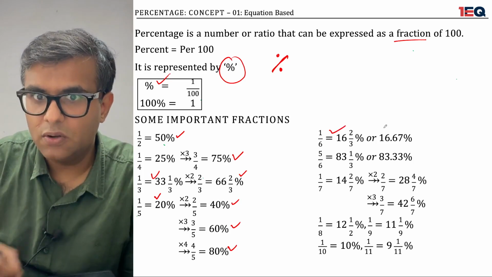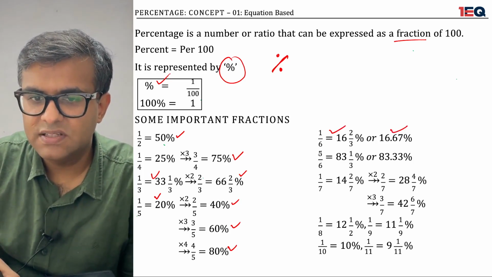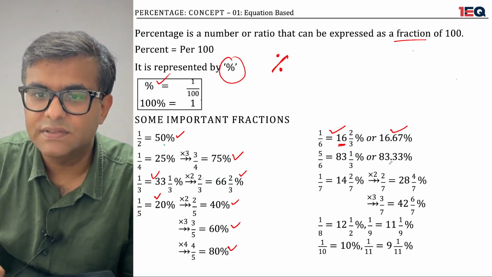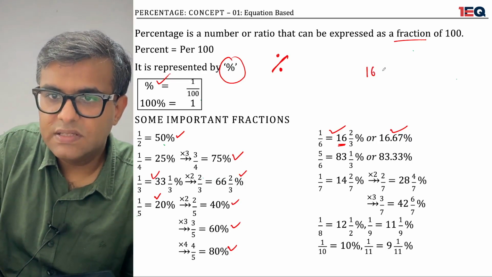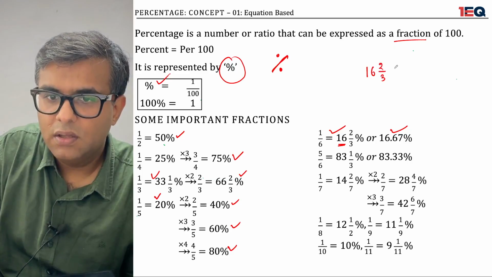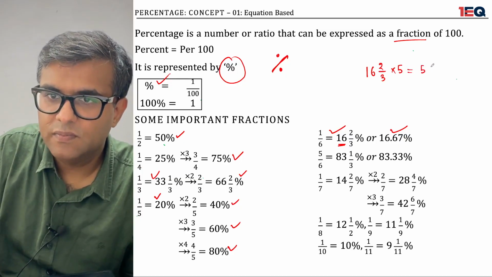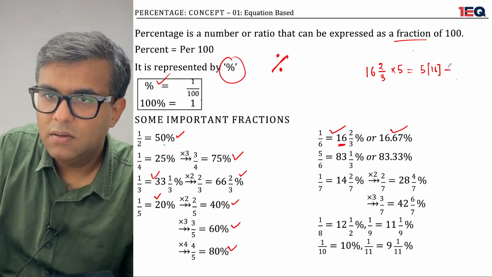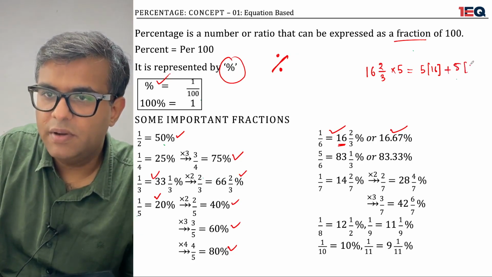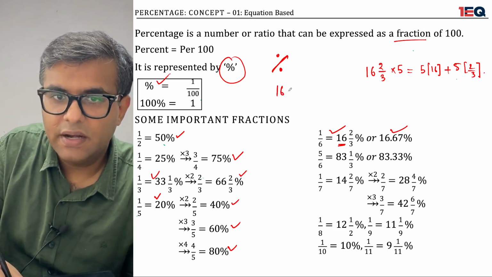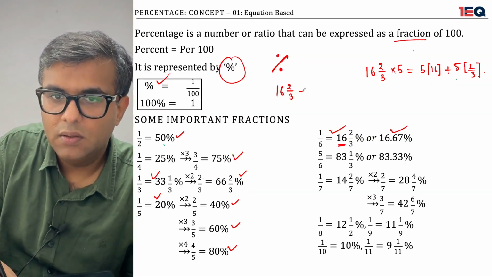1 by 6, I made you recall this in the last slide, okay? 16.66 or 16.67. 5 by 6 is again a derivation of this. I'll just do it for you. 16 2 by 3 multiplied by 5. So what I can do is separately multiply both the things: 5 multiplied by 16 plus 5 multiplied by 2 by 3. I believe many students might not know how I can write 16 2 by 3 into two portions, 16 plus 2 by 3.